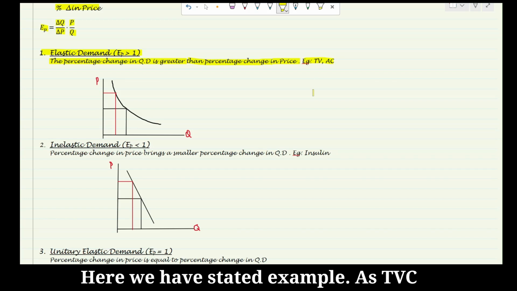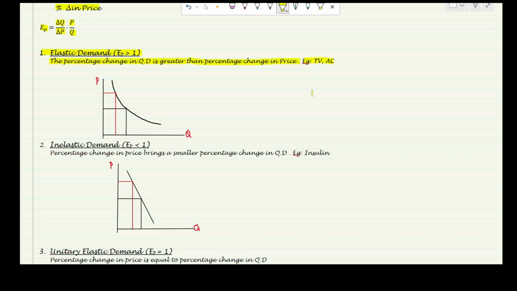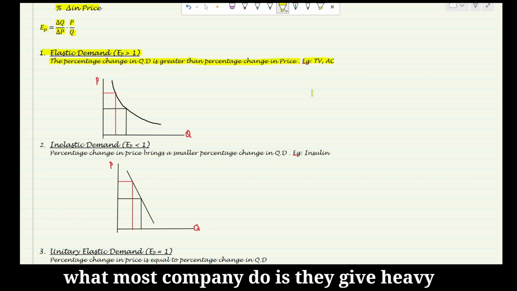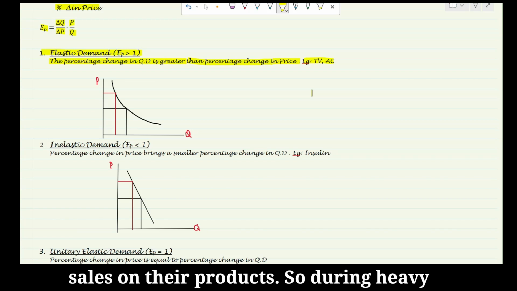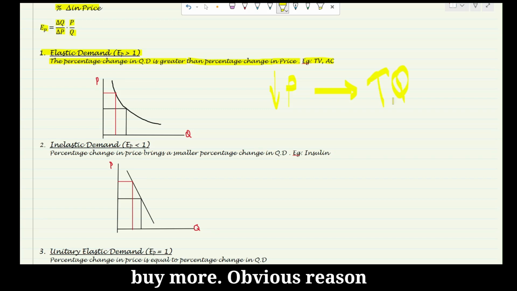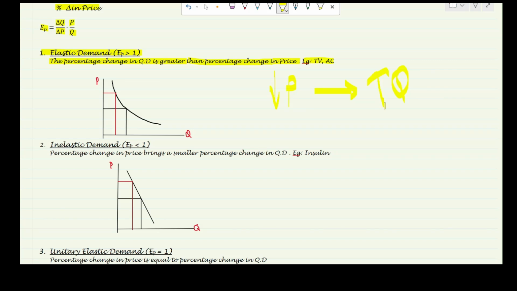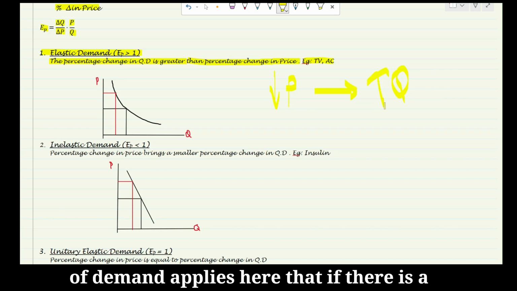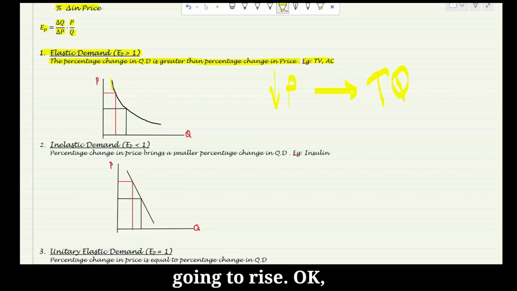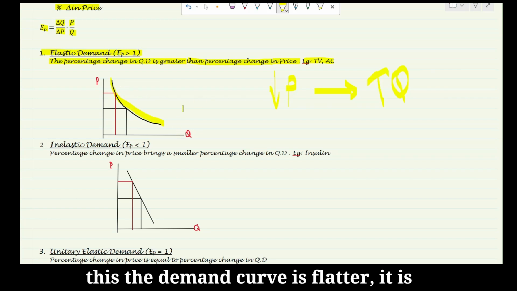Here we have stated examples as TV, AC. Understand, during the festival seasons, what most companies do is they give heavy sales on their products. So during heavy sales, your prices fall, and what you do is you buy more. Obvious reason, the law of demand applies here, that if there is a fall in price, the quantity demanded is going to rise.